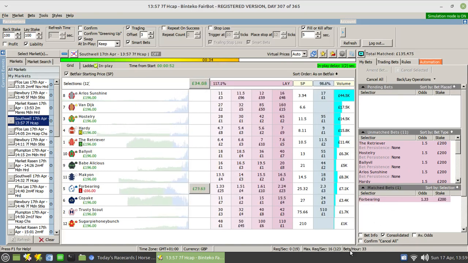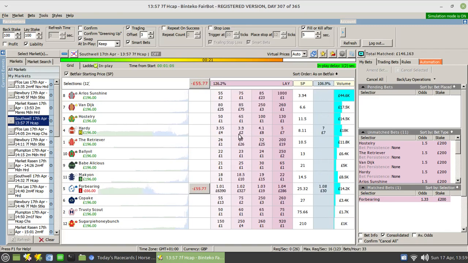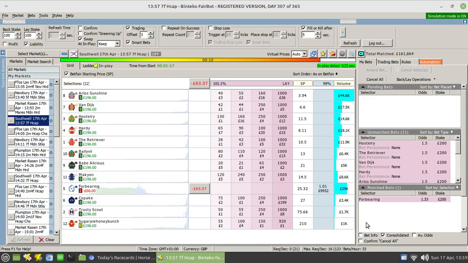So we see this one down towards the bottom getting matched. This one up here may be getting matched soon. Needs to come in a bit. No, it looks like Forbearing has gone on to win, so that would be a loser. But you can see in this particular case, as far as Fairbot in simulation mode is concerned, it got matched at 1.3. In the real world, that would have been matched at 1.5.